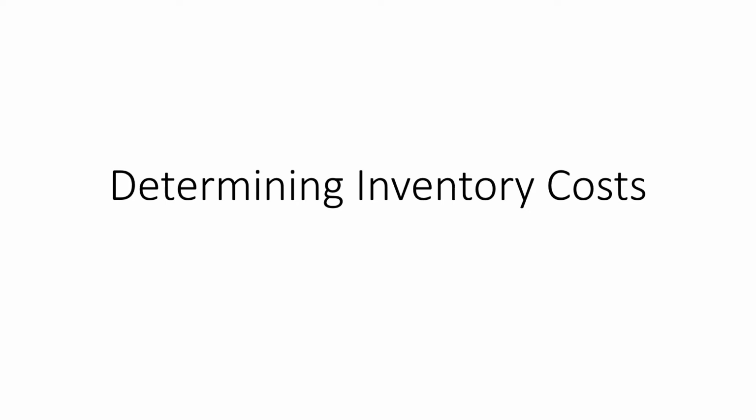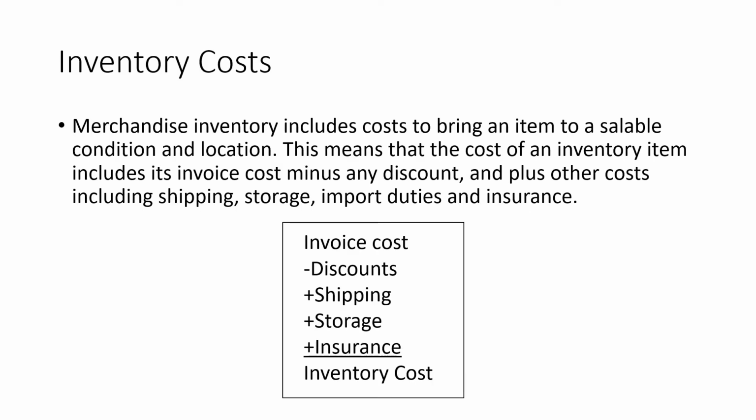Determining inventory costs. We've already discussed in a previous chapter that when we record inventory, we record it at the business's cost. So when the inventory was purchased, whatever the cost of the inventory is, that is the amount we use to record inventory on the books. That does not just include the cost of the inventory itself, the actual products. You can take the invoice cost and then add a few additional costs to that to get the inventory cost that you'll record on the books.